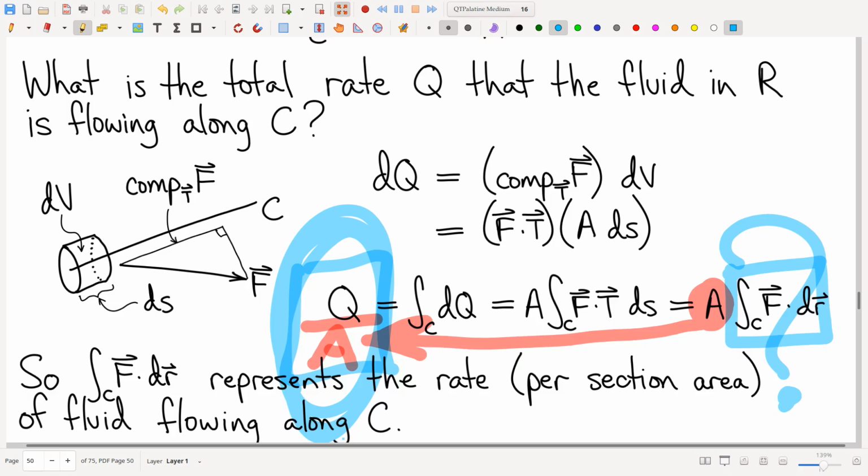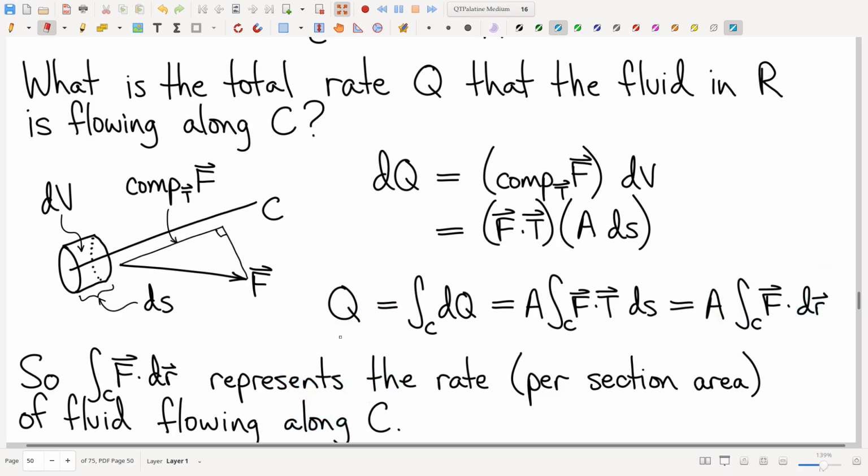Yeah? Shouldn't we have units of volume per unit time? We do. Because area times, now you have to keep in mind that dr has units of length per unit time because it's a velocity. Well, it's r prime dt, right? So r prime is a velocity and dt is a scalar. So it works out.